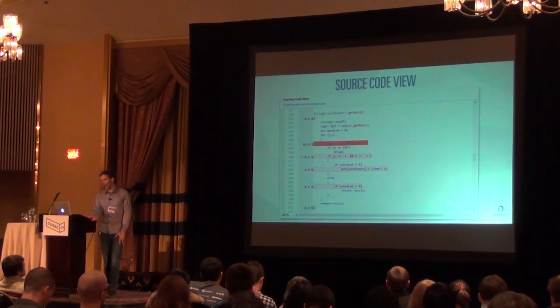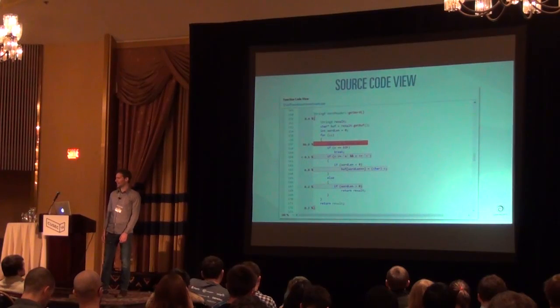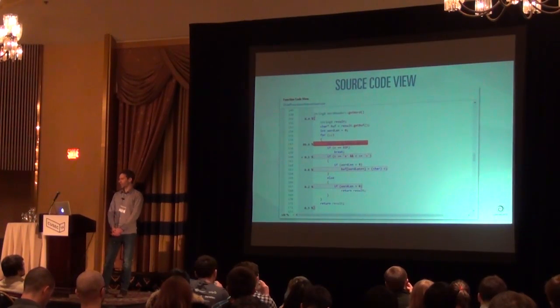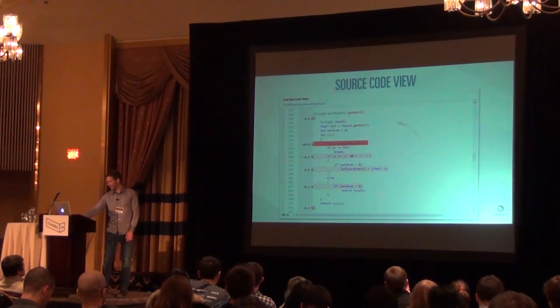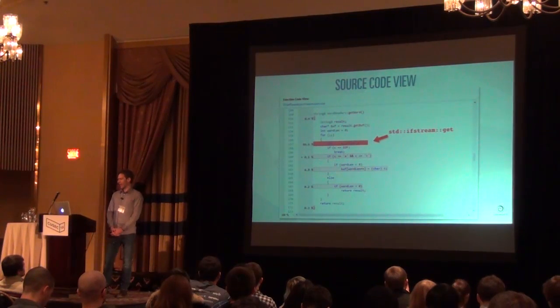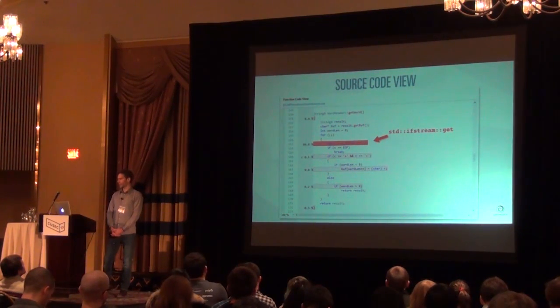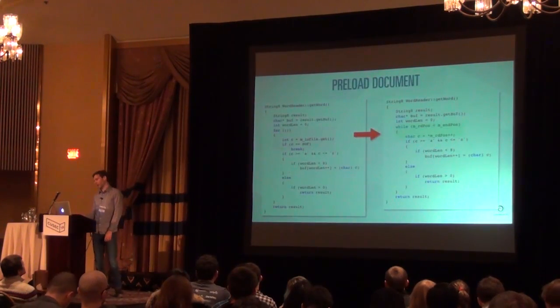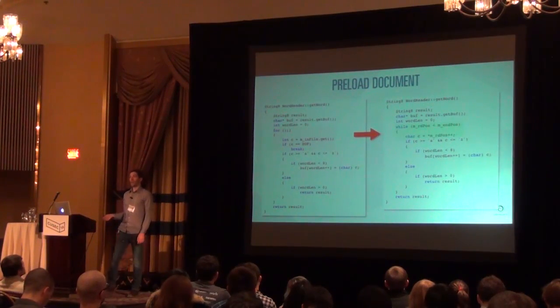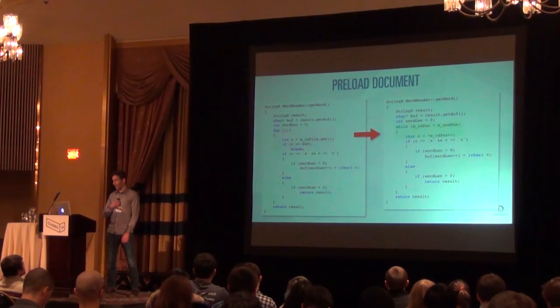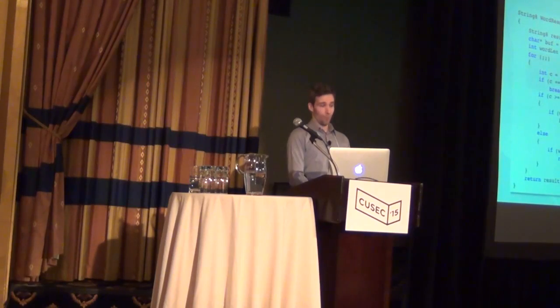Again, we have a dark red line. You see that 86% of the time is spent on a line which reads a single character at a time from an ifstream. This turns out to be an expensive function. So what can we do to avoid it? Well, one simple thing we can try: preload the entire document in memory first and scan through its contents using pointer arithmetic. So on the right there, that's what the new getWord function looks like. It doesn't use ifstream anymore.